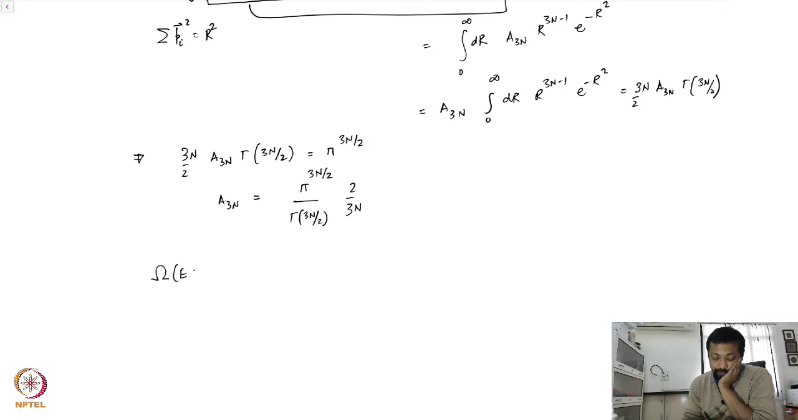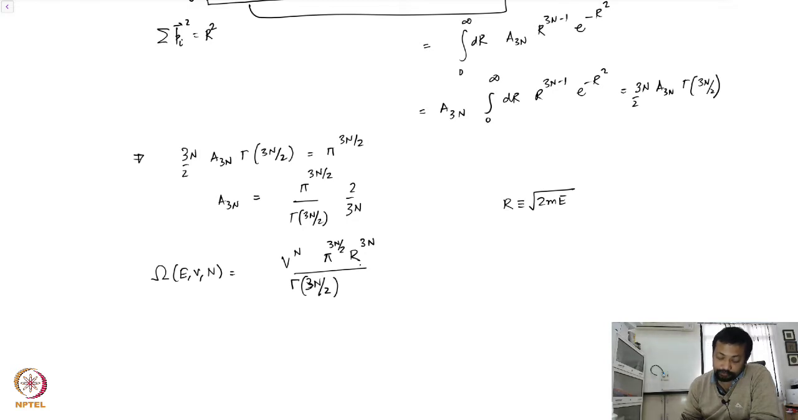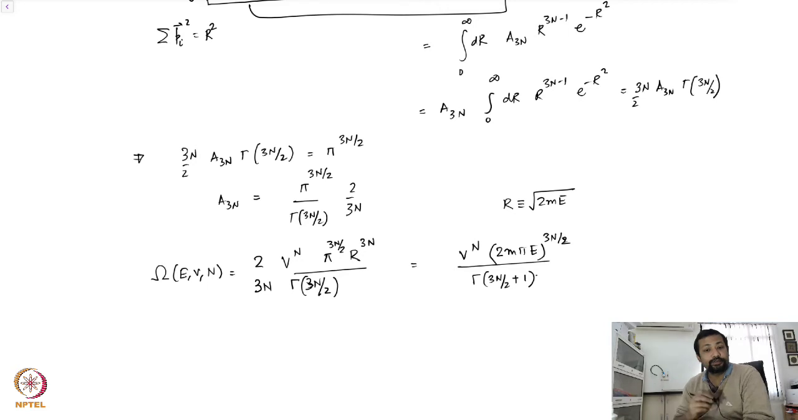Okay, therefore the total number of microstates Ω(E,V,N) becomes V to the power N. There has to be an R over here, right? So R to the power 3N, where R is equivalent to (2mE) to the power 3N/2, times π to the power 3N/2, divided by Γ(3N/2 + 1). So this is going to be the answer for Ω.